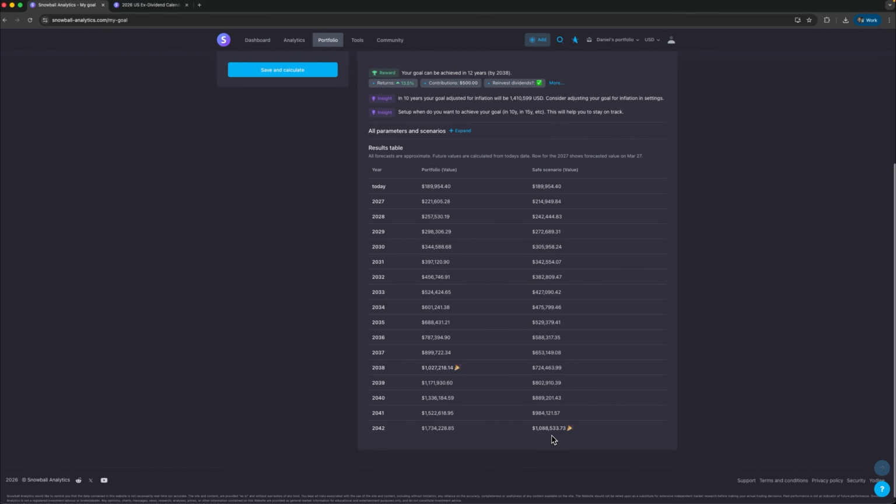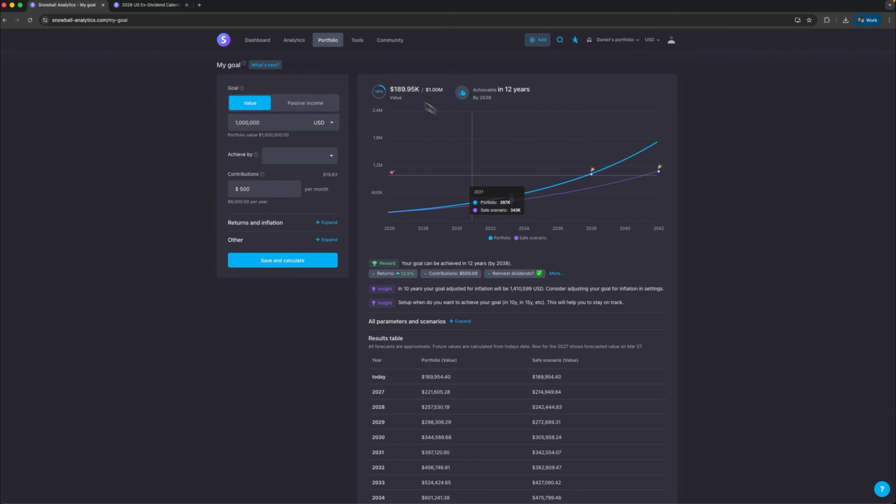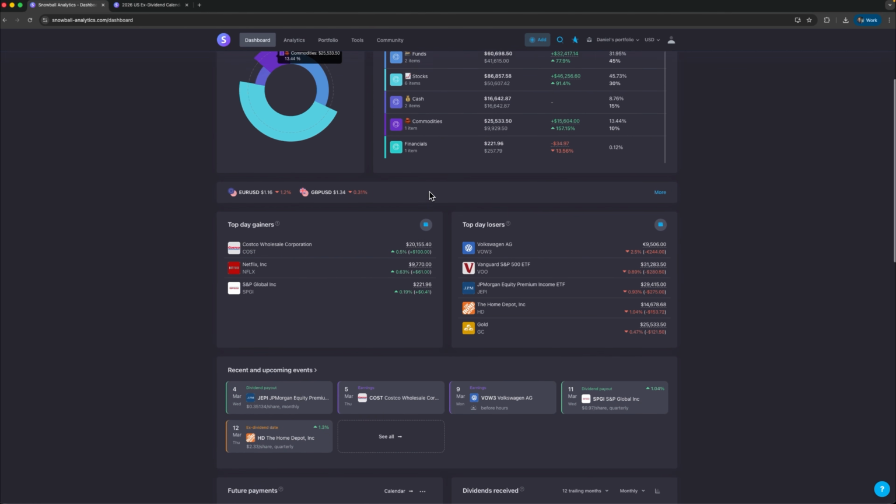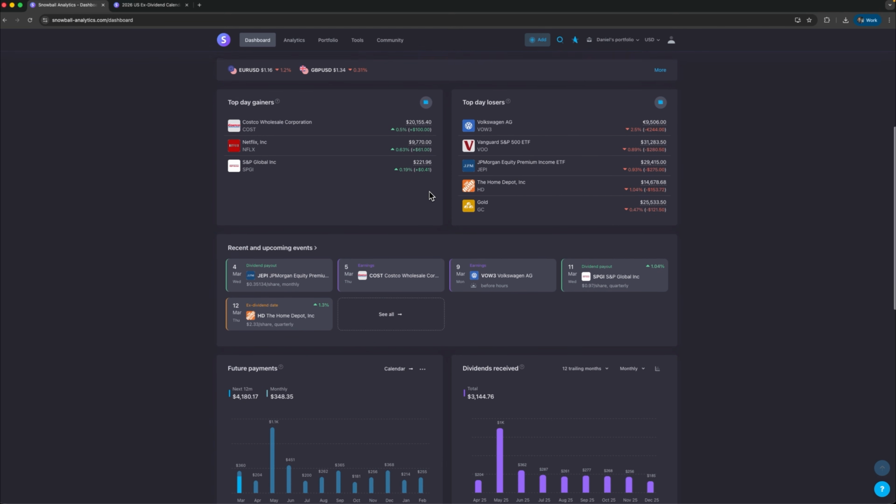It's also important to clarify something here. Snowball Analytics does not provide financial advice, and it does not tell you what to buy or sell. The platform focuses on organizing data, so investors can analyze their portfolios with more clarity and structure.